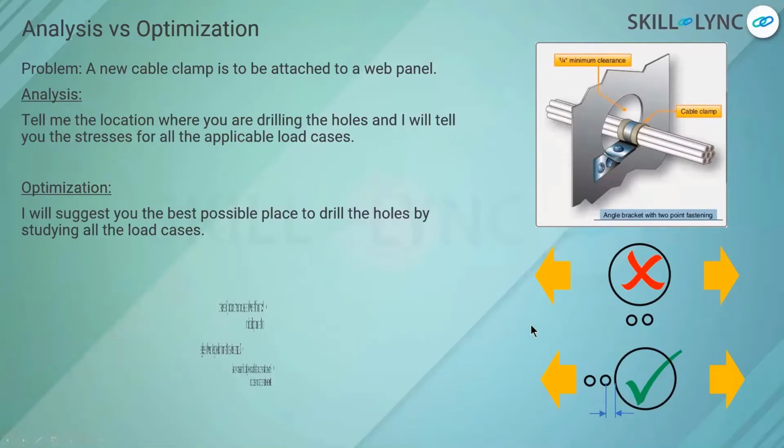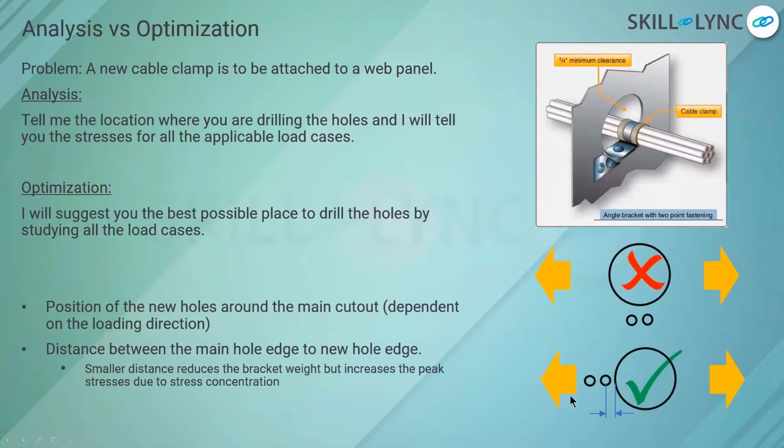And in addition to that, the optimization approach will also say that not only the position of the holes, but also the distance between the two holes is a variable which can be optimized so that the weight of the bracket and the stress here can be optimized in that case.